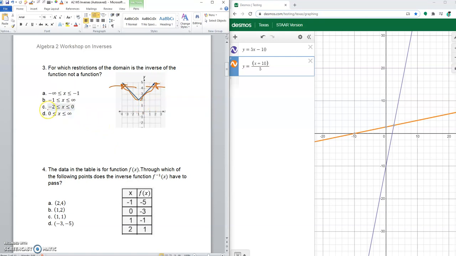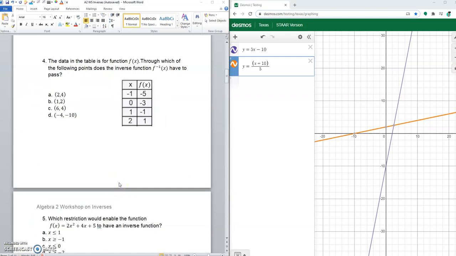Letter C is asking you to look at from negative 2 all the way to 0, which is right about this interval right here. Notice that what I marked is this V shape right here, and this V shape will not pass the horizontal line test because if I draw a horizontal line right there, it is not going to create a function for the inverse of your graph. Therefore, the answer for this is letter C.